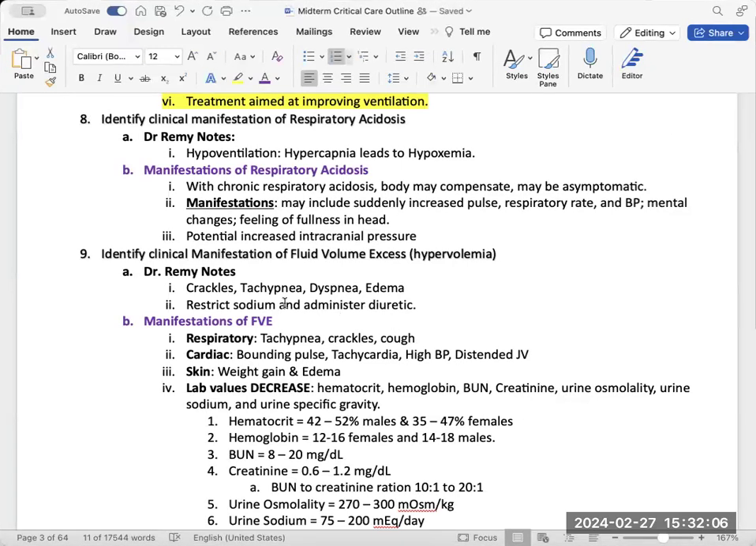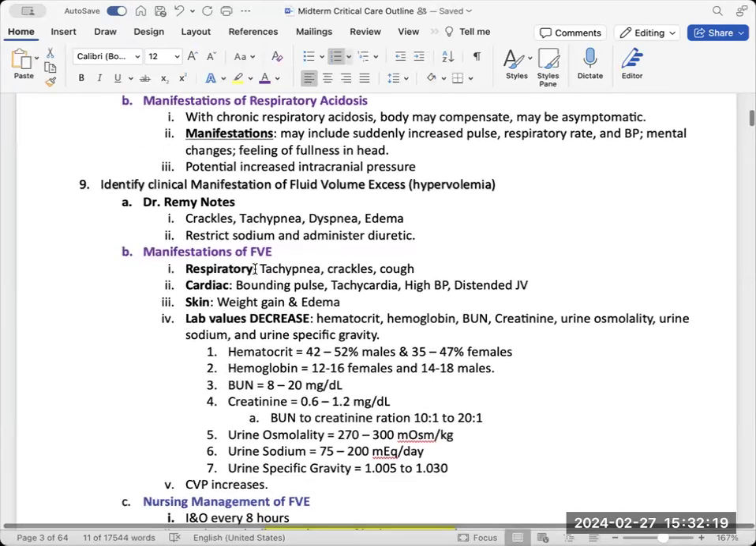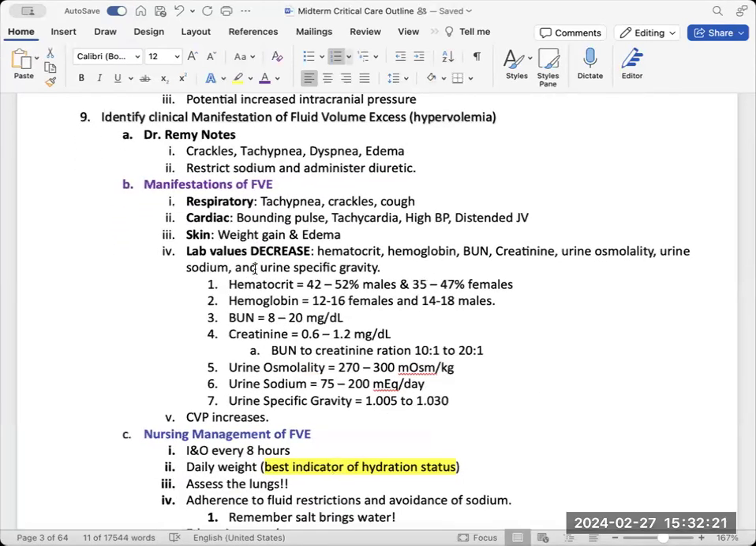Okay, all right. So remember, respiratory alkalosis is hyperventilation and respiratory acidosis is hypoventilation, and keep those in mind. So now we have to identify clinical manifestations of fluid volume excess, also called hypervolemia.